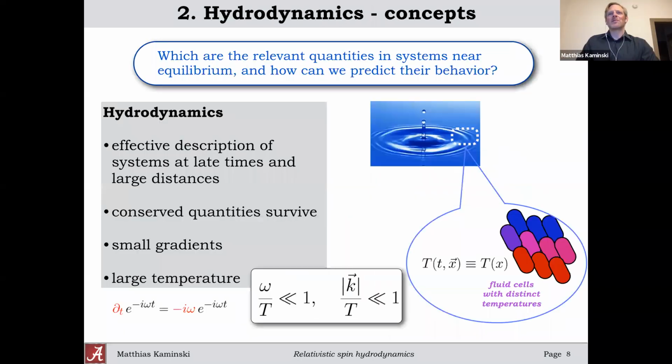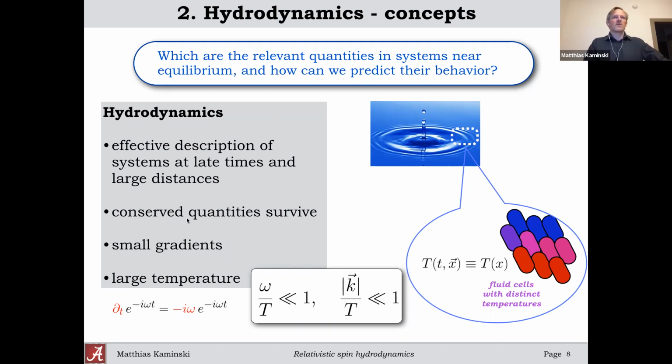Okay, let's be a little more concrete. What do I mean by hydrodynamics? I mean a theory that answers the question: which are the relevant quantities in a system near equilibrium, and how can we predict their behavior? So basically, I'm asking not about this area here where there's a lot of stuff going on, but I'm pointing at the far region, at long wavelengths and late times, how the ripples here die down. That's what hydrodynamics describes. So we're near equilibrium here after waiting a long time. This is, in that sense, an effective description at late times and large distances.